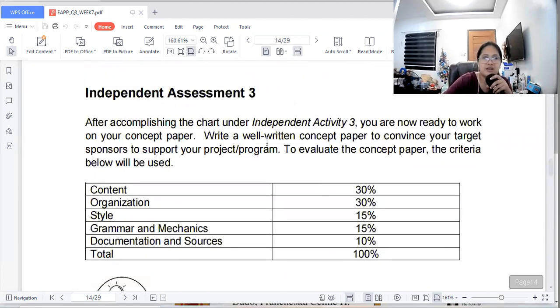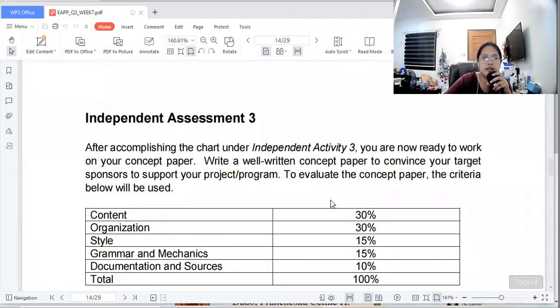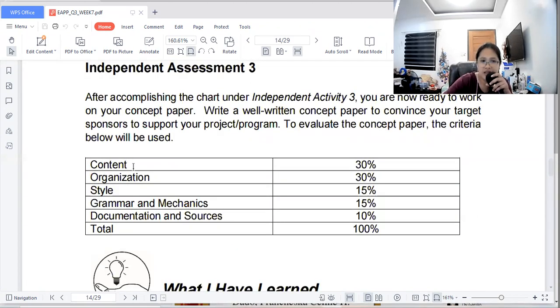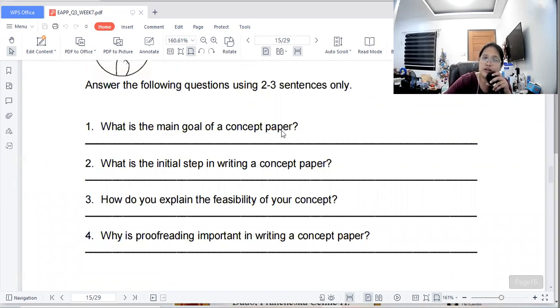So after that, you're now ready. After doing this, you could make your concept paper already. You could follow the format given. Ito yung criteria: content, organization, style, grammar and mechanics, and then documentation and sources. Okay? So, what's the main goal of concept paper? Alam nyo na yan. Initial step, how do you explain the feasibility of your concept? And then, why is proofreading important in writing a concept paper? So, you have to answer those because those were already explained.